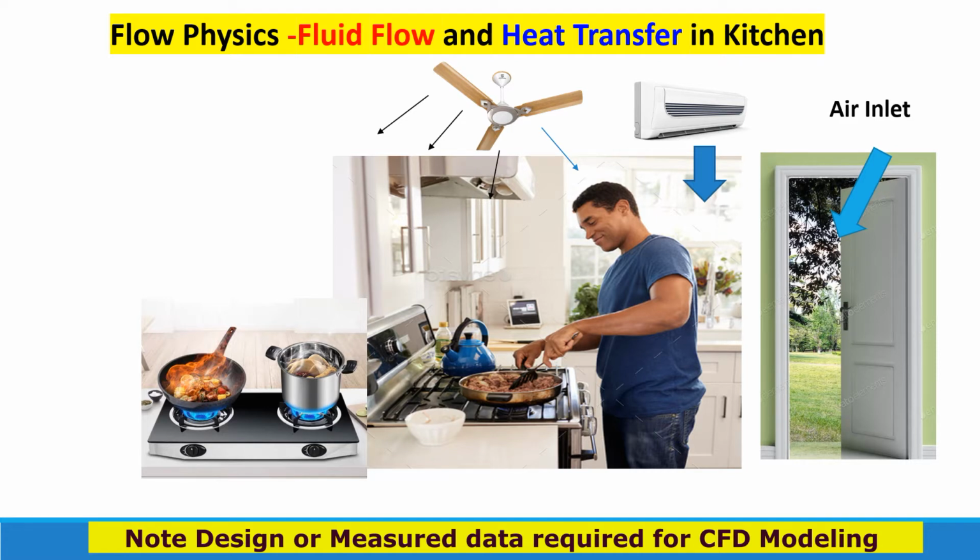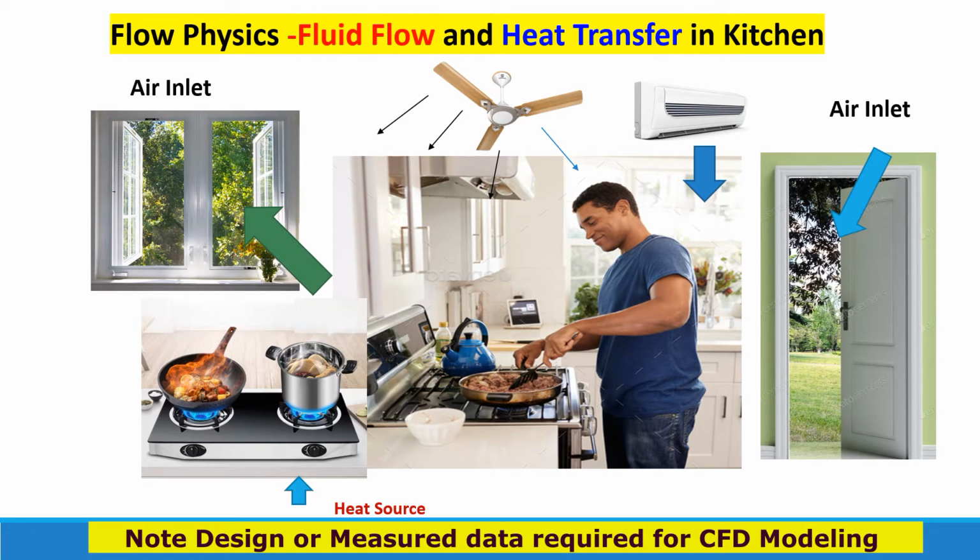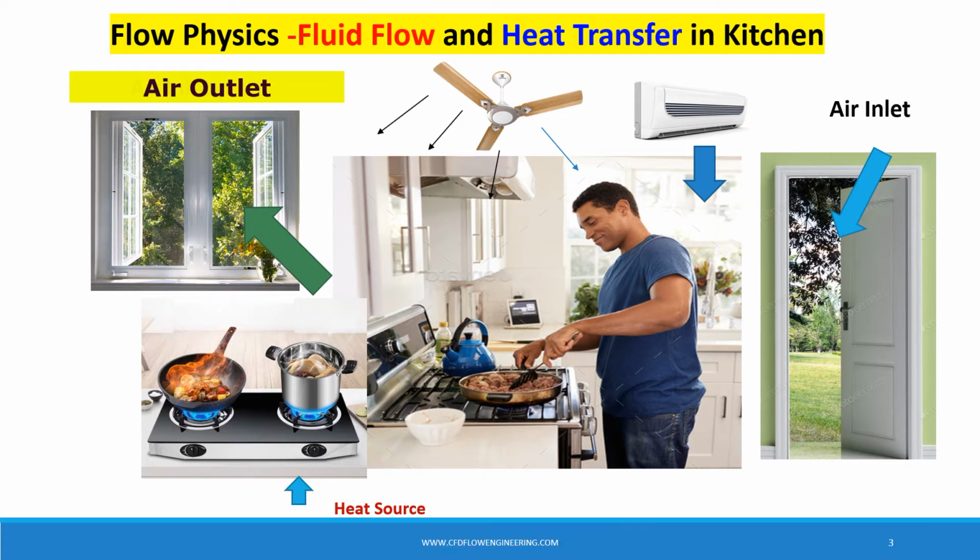In the kitchen we have to identify the sources of heat, which can be the gas stove. The gas stove consists of a burner. The burner generates heat by burning fuel, and this heat is also exhausted from the air outlet. The air outlet is provided with the help of the window, and this problem we are going to model based on CFD modeling. We learn one by one in the next slide.